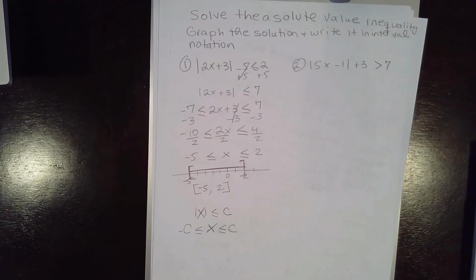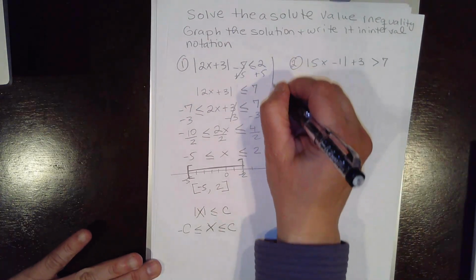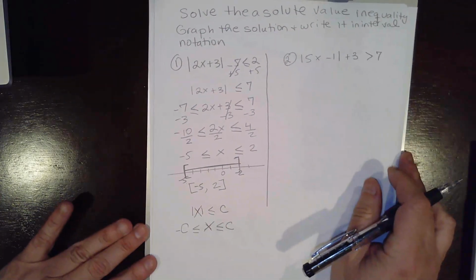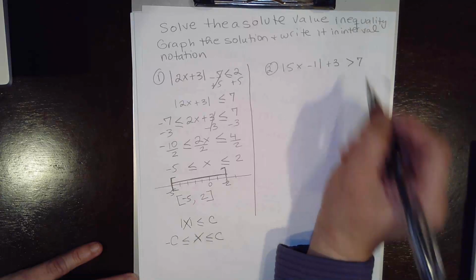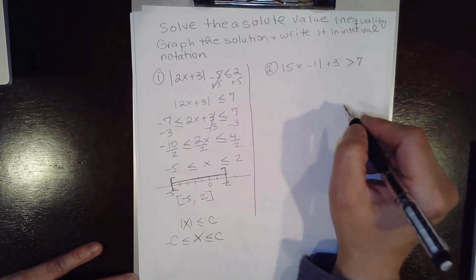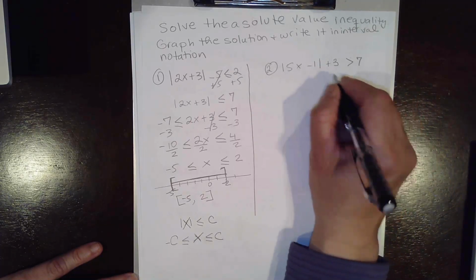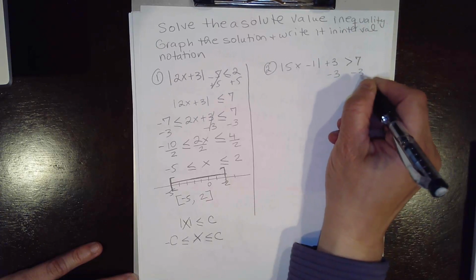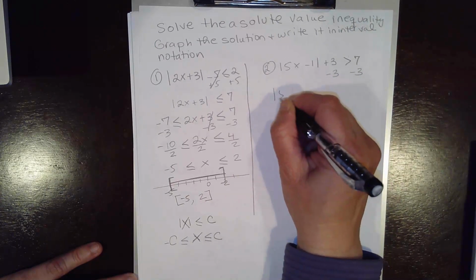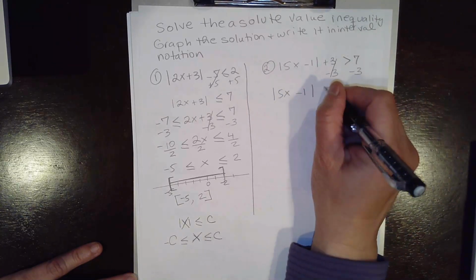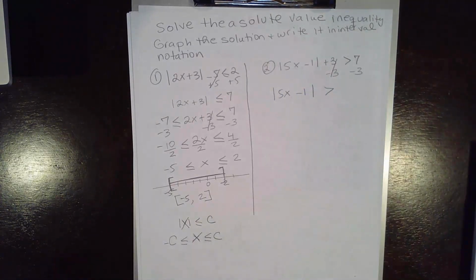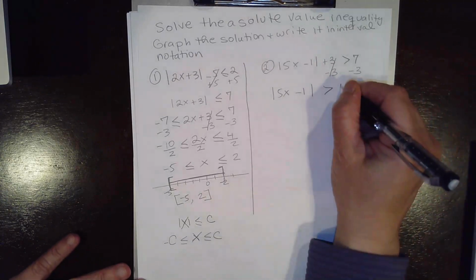Now let's do the second problem. We have the absolute value of 5x minus 1, plus 3, greater than 7. Again, we have to isolate the absolute value expression. So we subtract 3 on both sides. We get the absolute value of 5x minus 1. This cancels. Greater than 7 minus 3, which is 4.